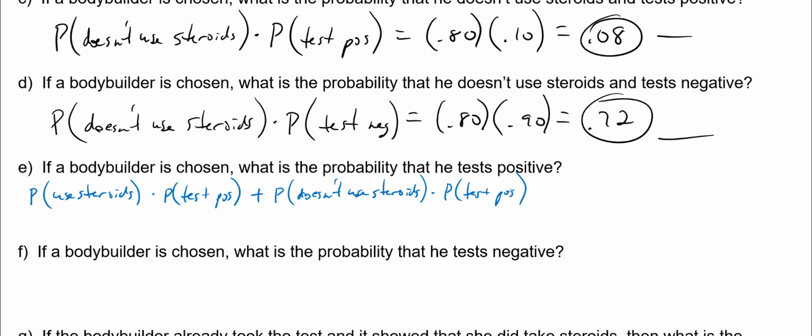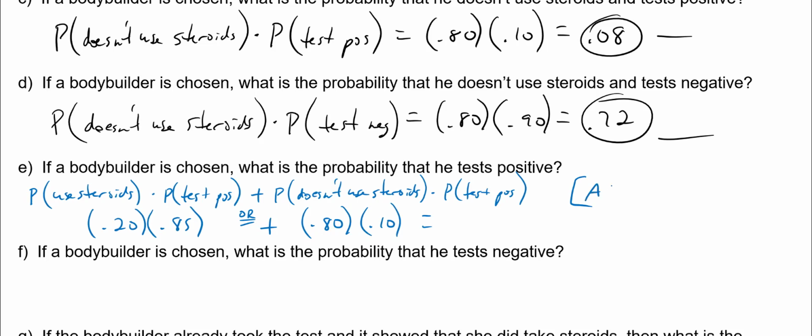Okay, so again, we've done this already, but let me just write it out. It's 0.20 using steroids times 0.85, or so it's going to be plus, doesn't use steroids, which is 0.80, and you test positive, which is actually pretty low, right? Because if you don't use steroids, you shouldn't be testing positive. All right, so if I add all these up together, it's A plus C of the ones we've done already. Okay, but that adds up to 0.25.